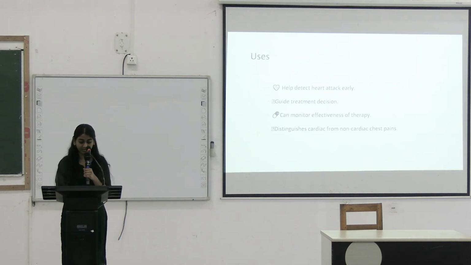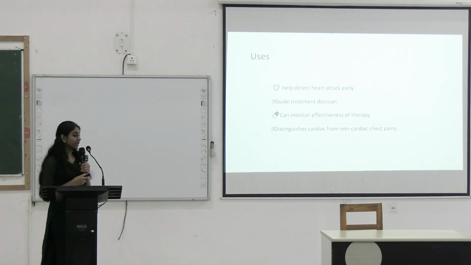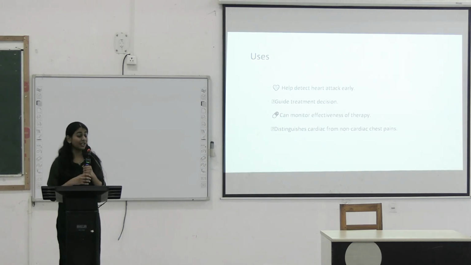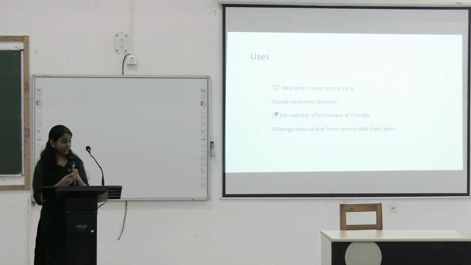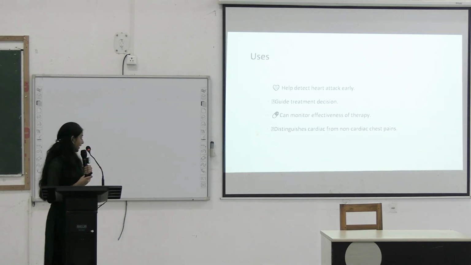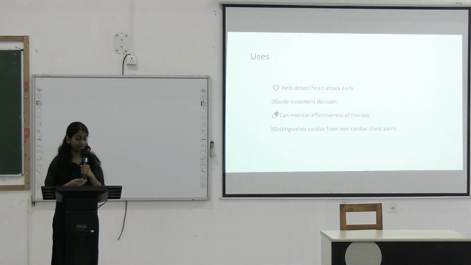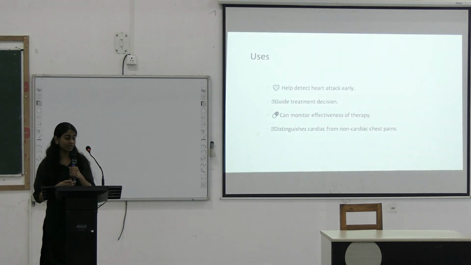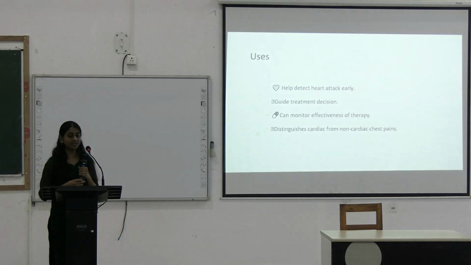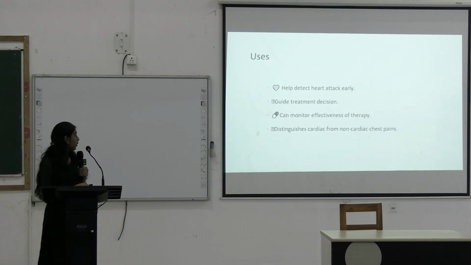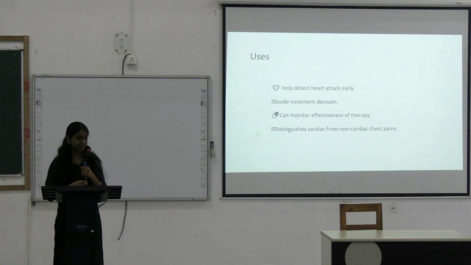What are the uses of cardiac markers? Cardiac markers are importantly used to detect myocardial infarction. Further, they also help us to detect myocardial reinfarction that is about to happen. It helps us predict the future possibilities of myocardial infarction as well. It helps in guiding treatment decisions and monitoring the progress of treatment. Then it helps us to distinguish cardiac from non-cardiac diseases, like chest pains. Also, it helps to estimate the severity of the damage that has occurred.